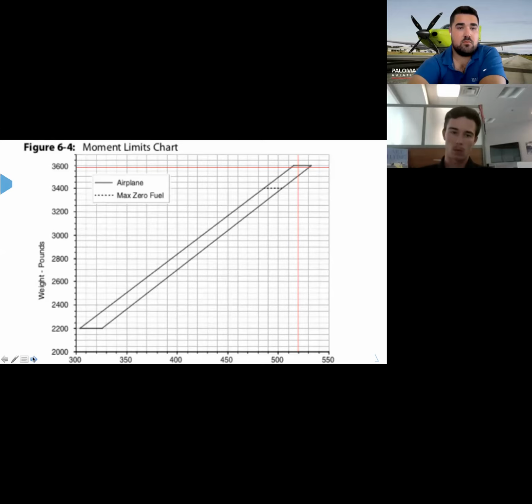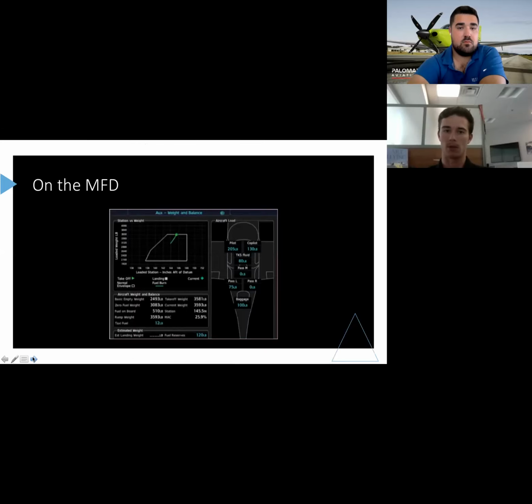Now, if we're flying with people that, say, John or Mike, when you and I fly together, we've already done the weight and balance together many times. There's also the helpful MFD tool on the airplane that we can also just quickly confirm that we're within the CG limits as well.